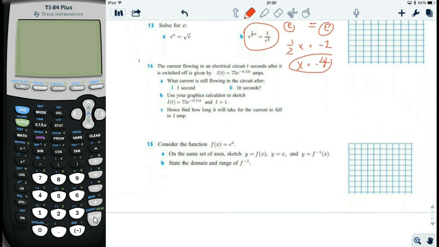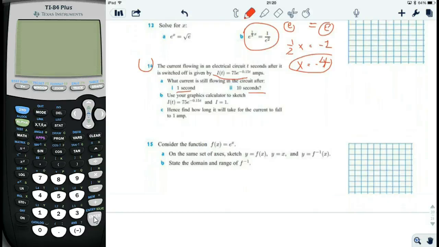Shall we do this one, 14? The current flowing in the electrical circuit t seconds after it is switched off is given by I equals 75 times e to the negative 0.15t. What is the current still flowing in the circuit after 1 second, after 10 seconds?